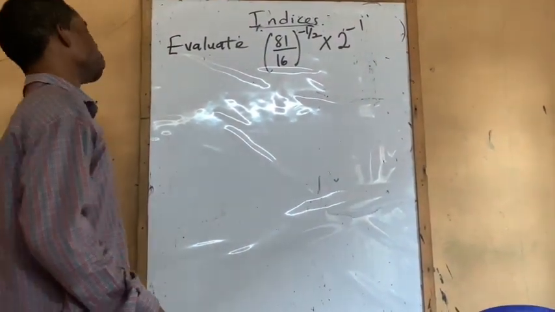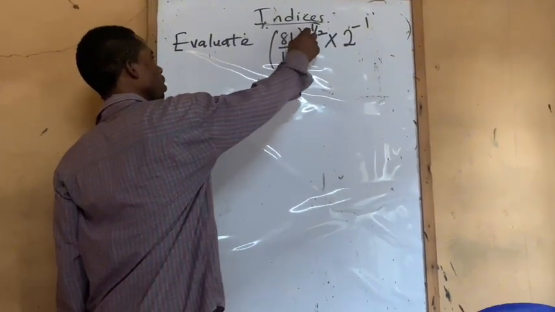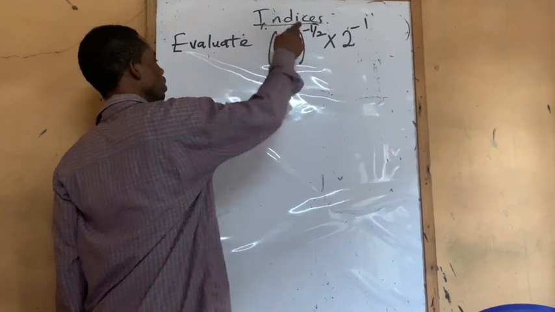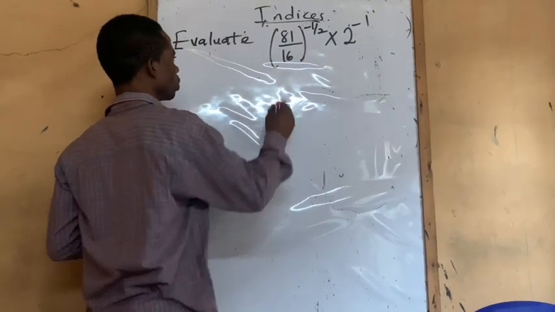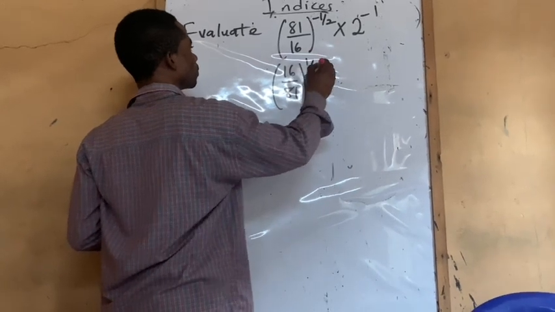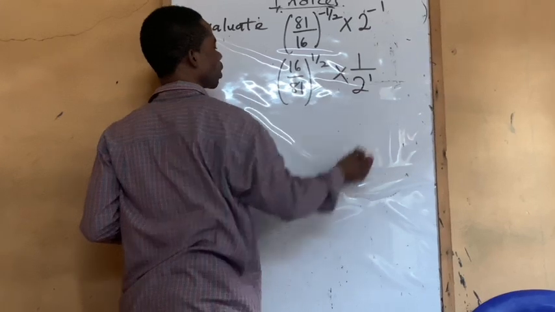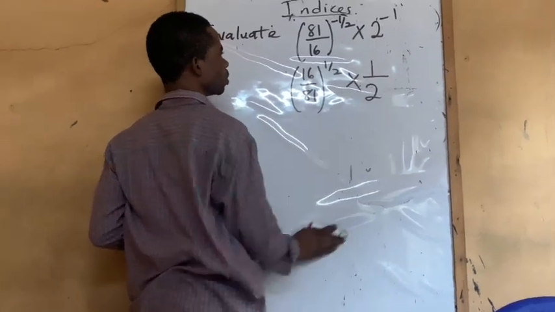Now, anytime you meet something like this in indices, take away this minus. And how do you take away this minus? Just interchange the fractions. So it becomes 16 all over 81. How will I take away this minus? It becomes 1 all over 2 raised to power 1. And 2 raised to power 1 is also 2.